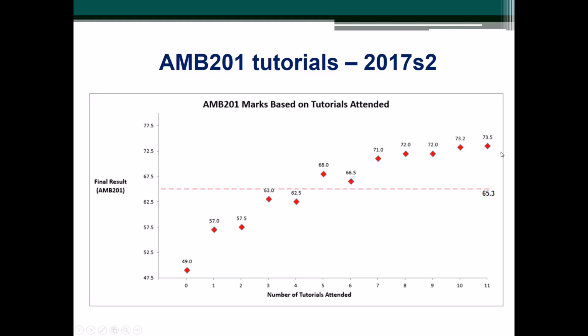Similarly, if we look to the other end here, we can say that students who attended all 11 tutorials, so in 2017 semester 2 there would have been 11 tutorials, the average score was 73.5%. So again, we would have got higher scores and lower scores. The average for that group of students was 73.5. So looking at that, we could say beyond just the average of 65%, it appears that there is an association between tutorial attendance and student performance, such that the more tutorials you attend appears to be related to a higher overall score in the unit.